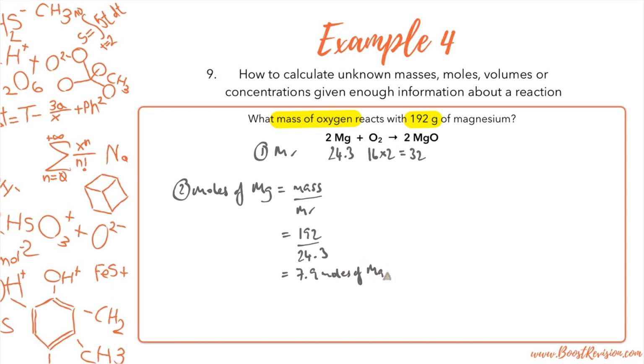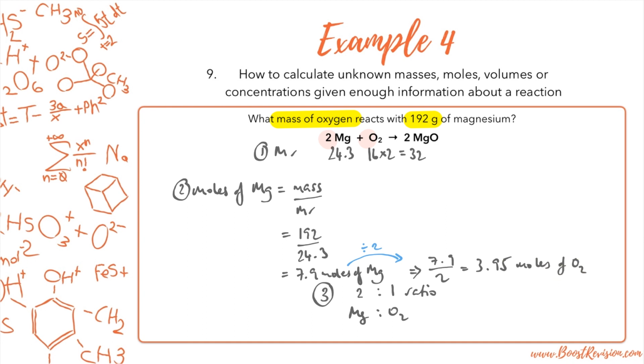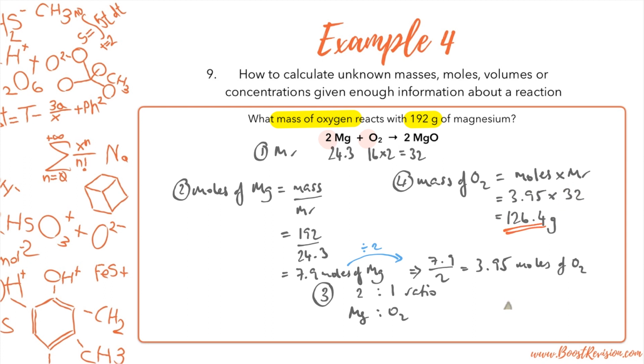Now we use the balanced equation to see that we've got 2 moles of magnesium reacting with every 1 mole of oxygen. That's a 2-to-1 ratio. So we have to divide the moles of magnesium by 2 to get our moles of oxygen. That gives us 3.95 moles of oxygen. And now we've got enough information to calculate the mass of oxygen, which is what the question is asking. So we do moles times Mr, 3.95 times 32 equals 126.4 grams.